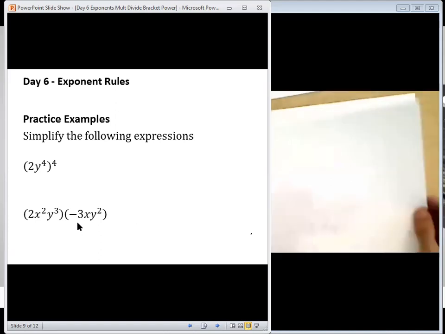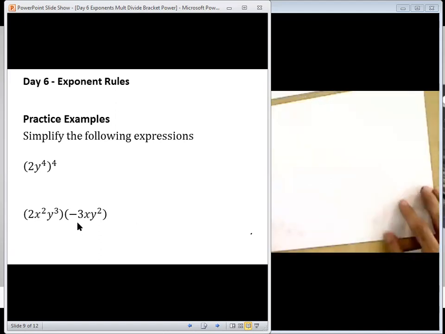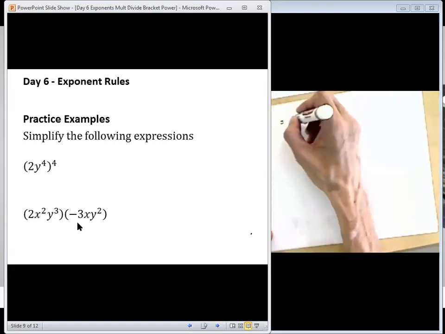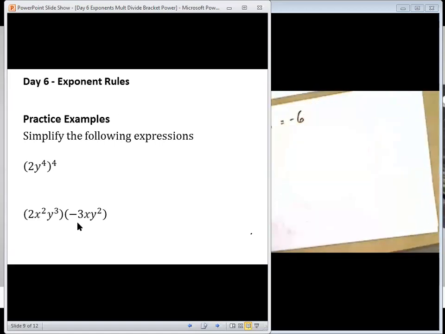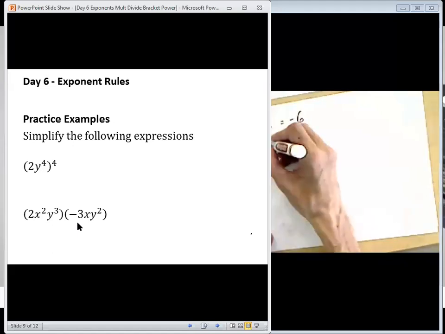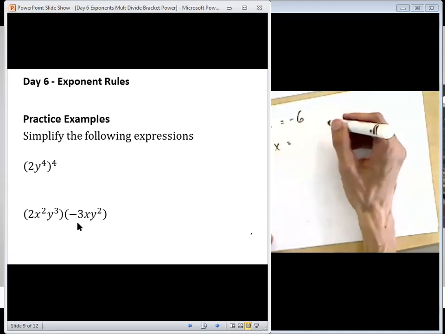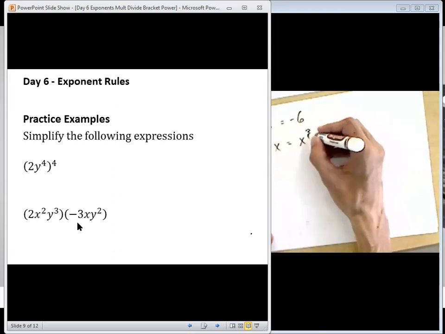So for the numbers, what do we got there? Not bad. It's multiplying. So for the numbers, we got a 2 times a negative 3, right? Okay. Minus 6. Yeah. For the x's, we got x squared from the first bracket times x for the second one, right? X to the power of 3. It's true.